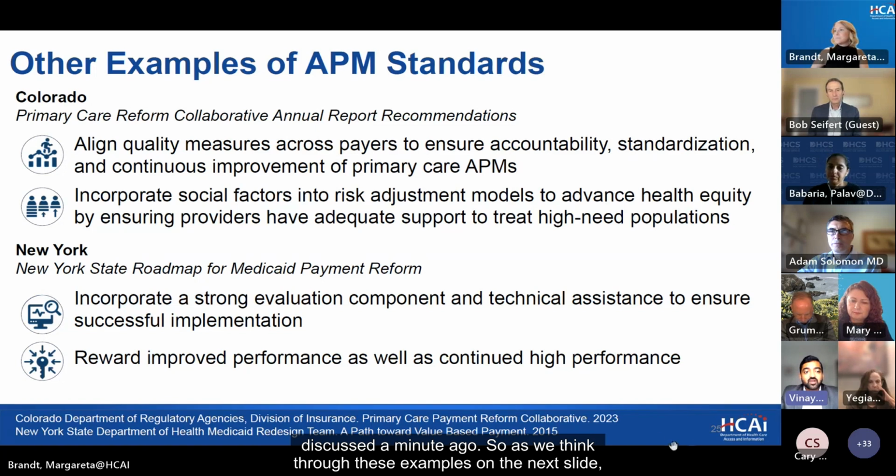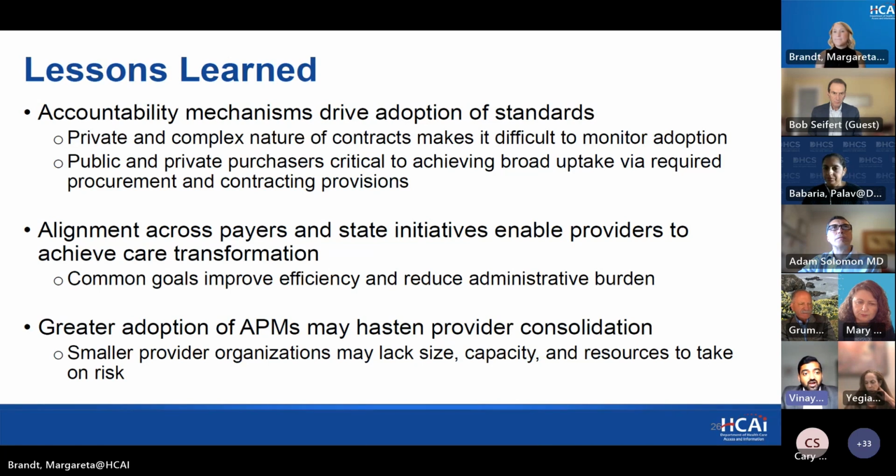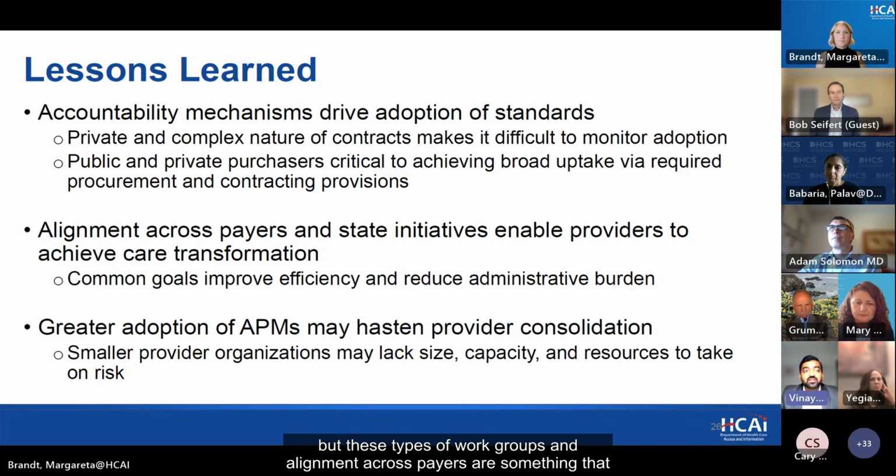As we think through these examples, on the next slide we have a number of lessons learned. These examples provide our work group in California with a number of lessons to think about as we consider our contracting standards. One of the key lessons is that accountability mechanisms, whether through transparency, contracting, or legislative or regulatory action, really need to be aligned. This can be difficult due to the private nature of contracting, but work groups like this and alignment across payers can really foster that work. Another key piece is that care transformation is often a costly and very involved process for providers. So it's important to improve efficiency and reduce administrative burden through alignment across private and public initiatives.